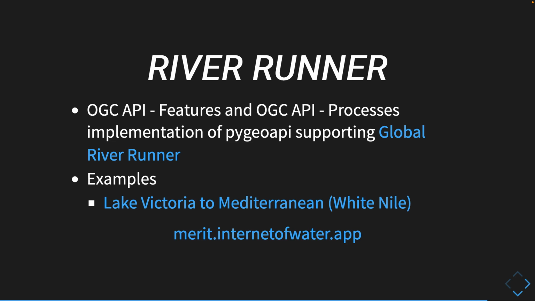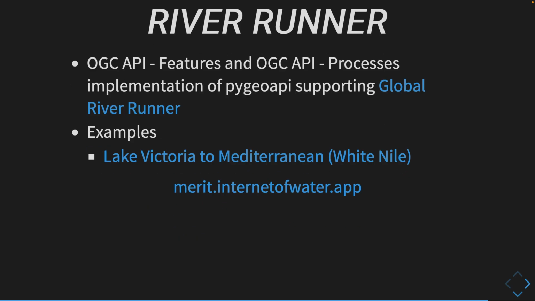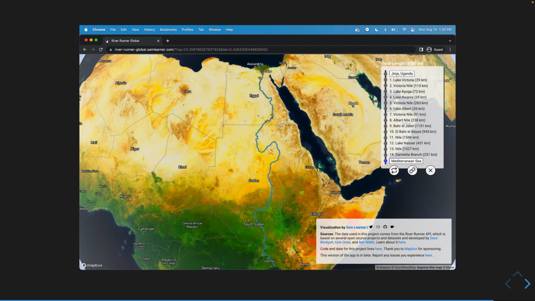River Runner. This is a really cool application. It is based on OGC API Features and OGC API Processes. The idea here is being able to click a given point on a river and see the entire stream. That's done in real time through OGC API Processes on the River Runner website.